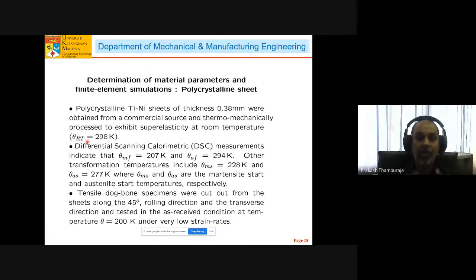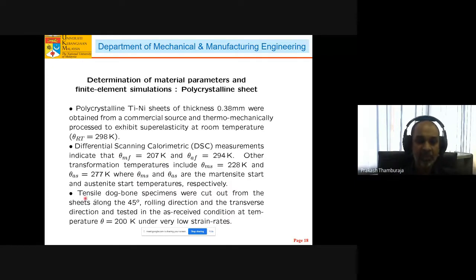Yeah. So we have to cool it with liquid nitrogen and do the experiments at a temperature lower than 298 K. And before doing so, we've also done a DSC experiment to check what the critical martensite temperatures are. So the martensite finish temperature is 207 Kelvin. So we have to basically cool down the temperature chamber to below that to ensure that the material is in a completely martensitic state.